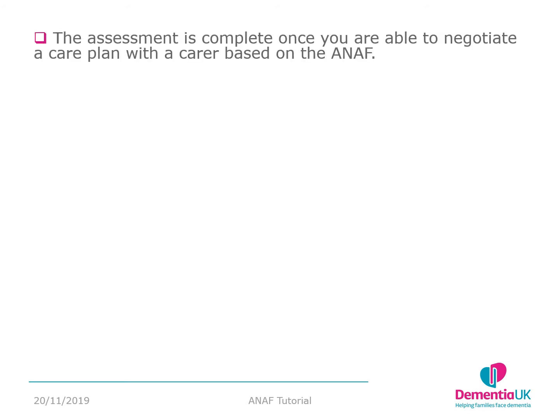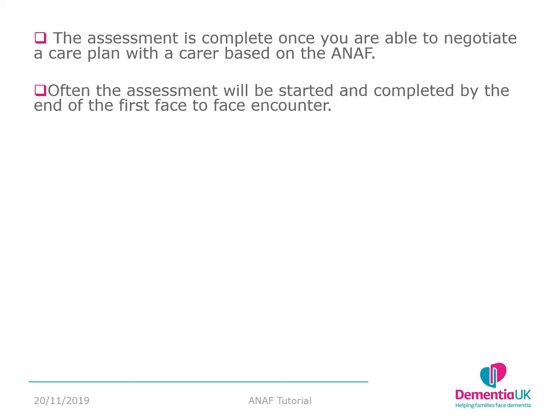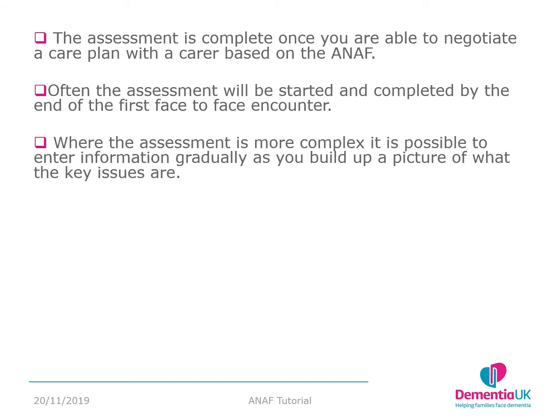The end date of an assessment is really once you're able to negotiate your care plan with the carer, based on the information that you've recorded in the ANAF. Often the assessment will be started and completed at the end of the first face-to-face encounter. It's not uncommon that this is the point when you can begin to identify your care plan. But where the assessment is more complex, COMPASS is flexible enough to enable you to enter information gradually as you build up a picture of what the key issues are.